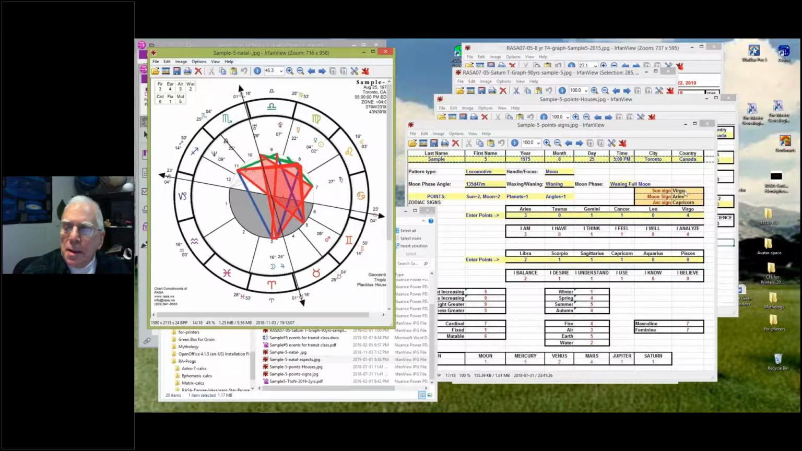But the rulerships are Mercury, Mars, and Saturn. Those are the planets ruling the signs. Daylight increasing is 3 points, nighttime increasing is 2. Not a big difference. Daylight is greater is 3 points, nighttime is greater is 4 points, nighttime is greater is 1 point.